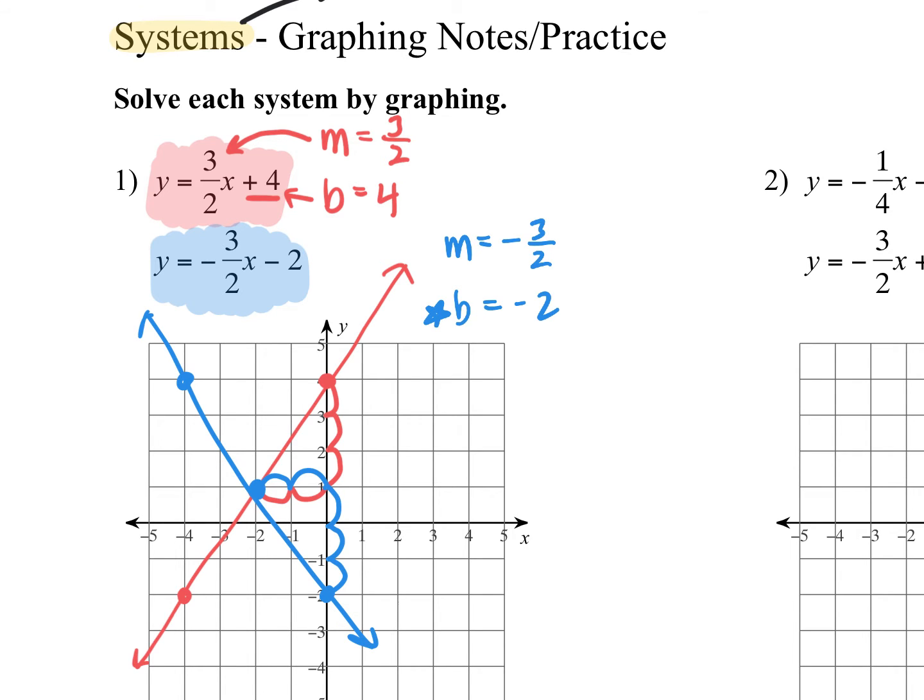As you can see, there is a point that is on both lines. This point right here is my solution. We need to identify what that point is. If I were labeling it as an xy coordinate, my solution would be negative 2, positive 1. That is my answer to this system of equations.